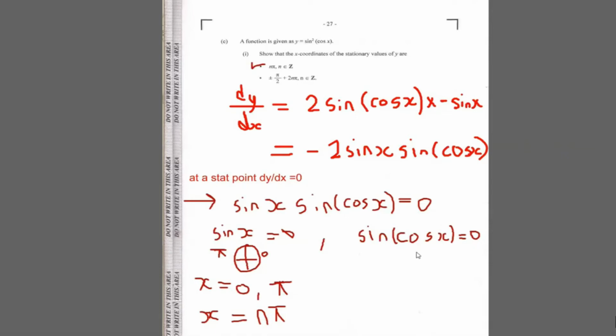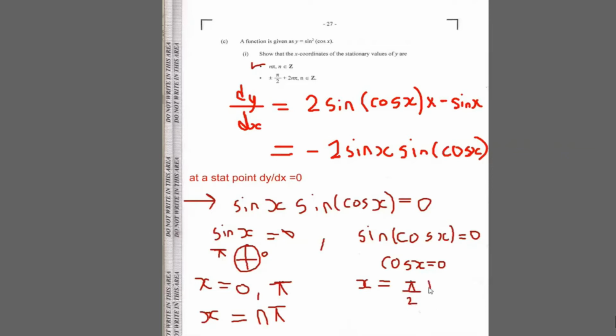Now if the sine of cos x equals 0, then that means cos x is equal to 0, or cos x is equal to pi, but cos x equal to pi is not valid, and so really and truly we're looking at cos x being 0. Now, if cos x is equal to 0, then you're going to get two solutions. The solution in the first quadrant is going to be x is equal to cos inverse of 0, which is pi by 2.